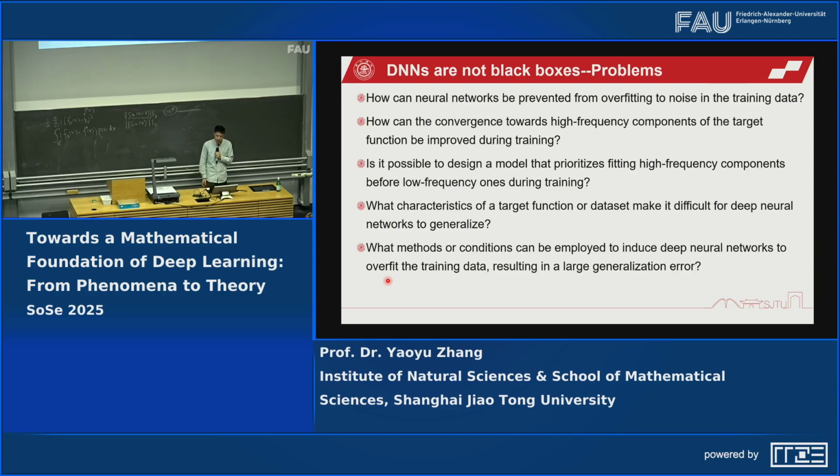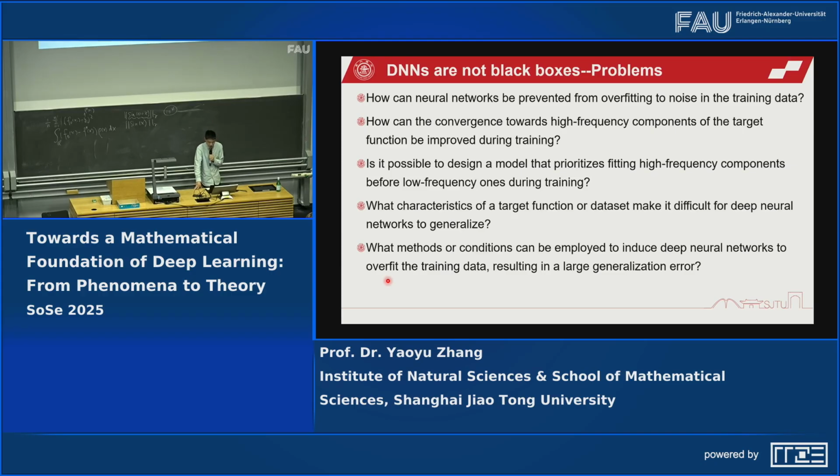And there are some problems you can try. If you are able to answer all these 5 questions, that not only means you have a good understanding of the frequency principle, but also means the neural networks are no longer that black box to you. The first problem is, how can neural networks be prevented from overfitting to noise in the training data? The second is, how can the convergence towards high frequency components of the target function be improved during training? Many problems do have high frequency components. What kind of method can we use to improve that?